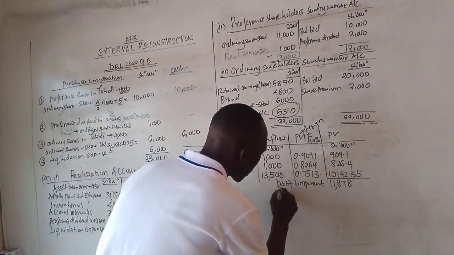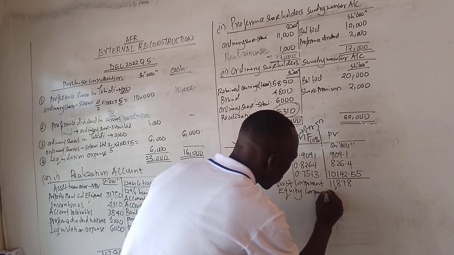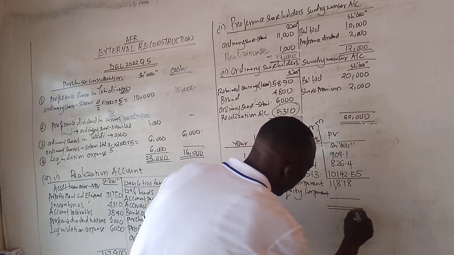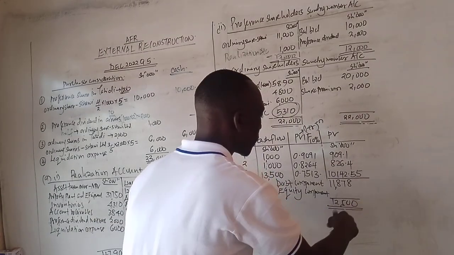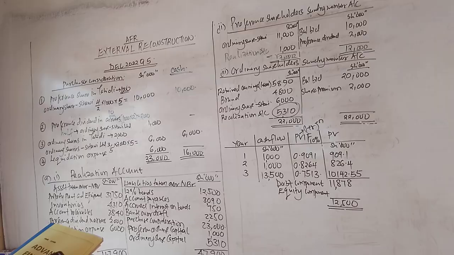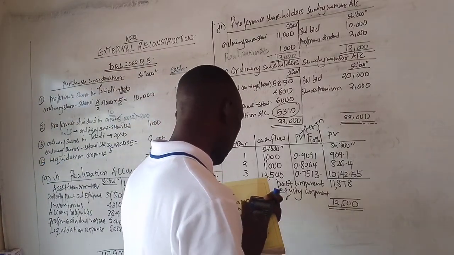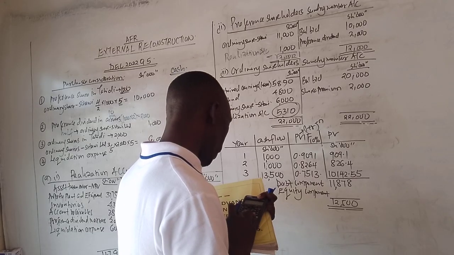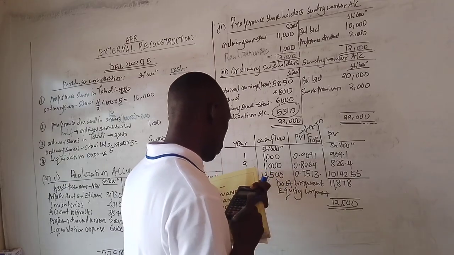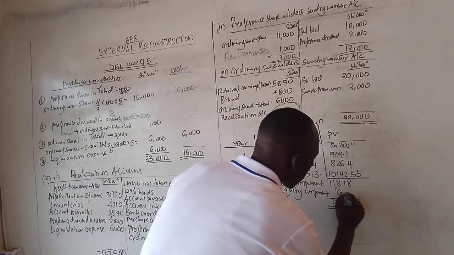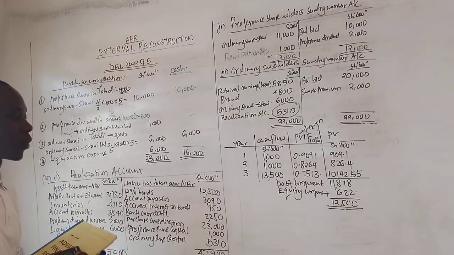So we have 11,878. So let us get the equity component. The equity component will be the balance. Remember, the total amount was 12,500. So you get the difference. That is what is going to give you the equity component. It will be 12,500 less the debt component. So our equity component is going to be 622. Our equity component is 622.